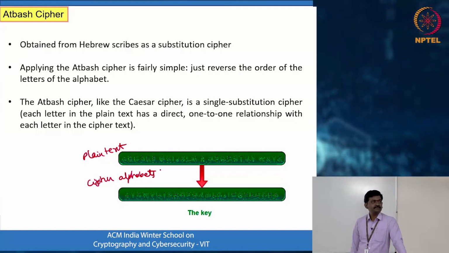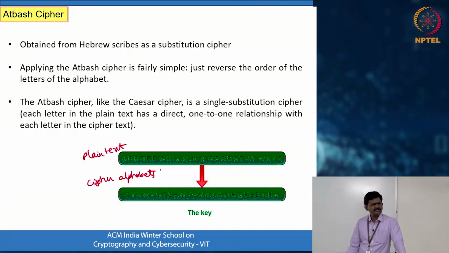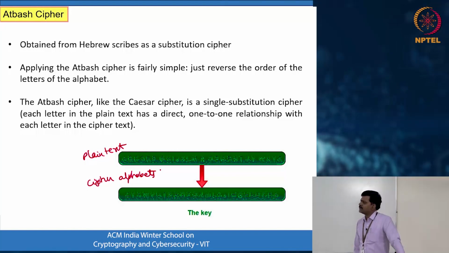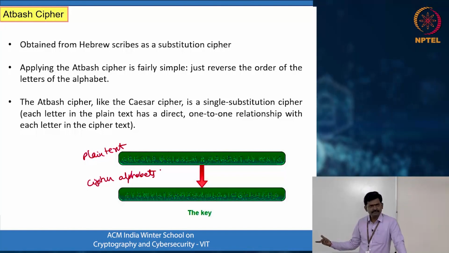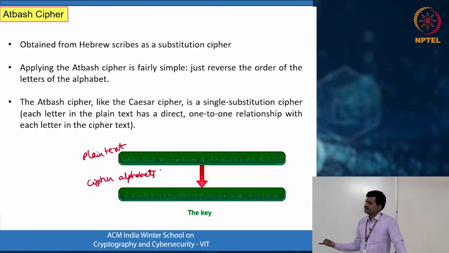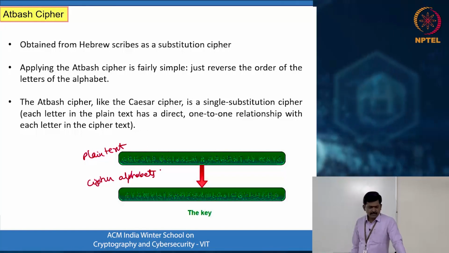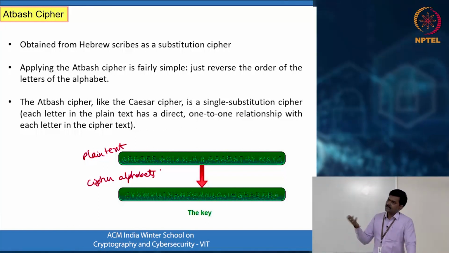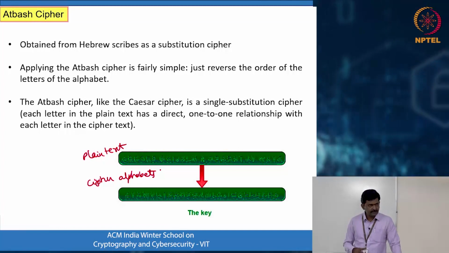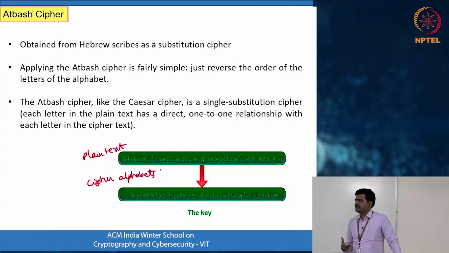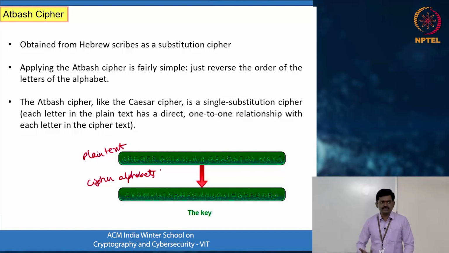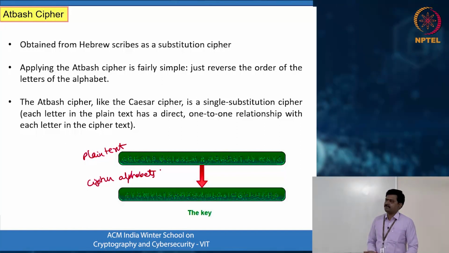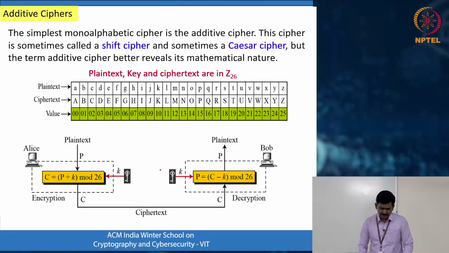Cipher alphabets. What has it done? Reverse. Just reverse. It is mono, one-to-one mapping only, right? A is mapped with Z, B is mapped with Y. So, it's called Atbash cipher, which was taken from Hebrew literature. Somebody who was writing some Hebrew literature wanted to write it secretly. So, they adopted this cipher, which is a simple example of a substitution cipher. It's a monoalphabetic cipher, right? So, it's called Atbash cipher.